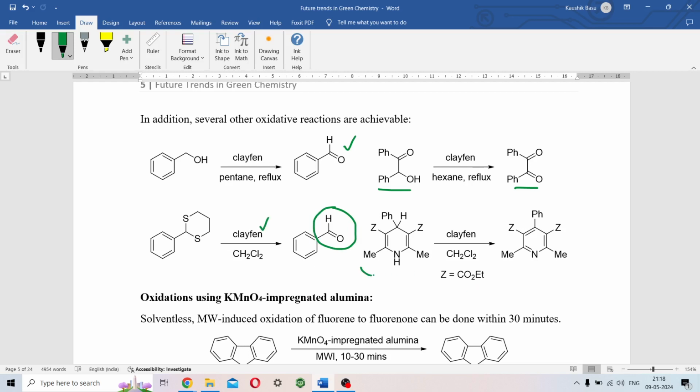And this is the Hantzsch dihydropyridine that has been synthesized using benzaldehyde, 2 molecules of ethyl acetoacetate and 1 molecule of ammonia. You can aromatize this. So this aromatization is basically dehydrogenation, which amounts to oxidation. You can use clayfen for that purpose to give you the corresponding aromatic ring. From this you can choose to decarboxylate all these things.